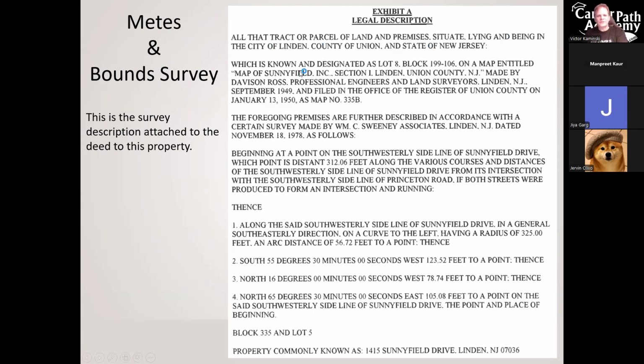the State of New Jersey, which is known and designated as Lot 8, Block 199-106. That's not my lot and block number. So basically what they're doing is they're explaining a map of a proposed subdivision. So my entire section of town was bought by a developer, and it was known at that time as Lot 8, Block 199-106. It actually used to be a golf course over here. On a map entitled The Map of Sunnyfield Incorporated, Section 1, Linden, Union County, New Jersey, made by David Ross, Professional Engineers and Land Surveyors, September 1949, and filed in the office of the Register of Union County on January 13th, 1950 as map number 335B.